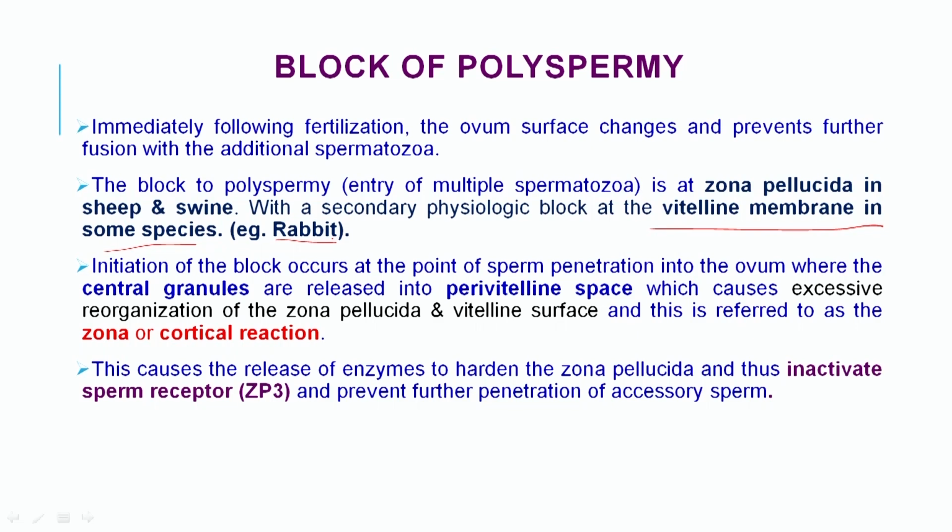Initiation of the block occurs at the point of sperm penetration into the ovum, where the cortical granules are released into the perivitelline space, which causes the reorganization of the zona pellucida and vitelline surface. This is referred to as the zona reaction or cortical reaction. This causes the release of the enzyme that hardens the zona pellucida and thus inactivates the sperm receptor, that is, the ZP3 receptor, which further prevents the entry of supplementary or extra spermatozoa into the zona.